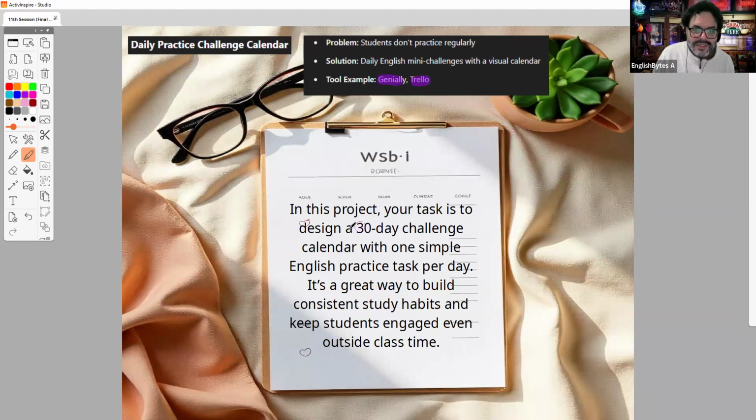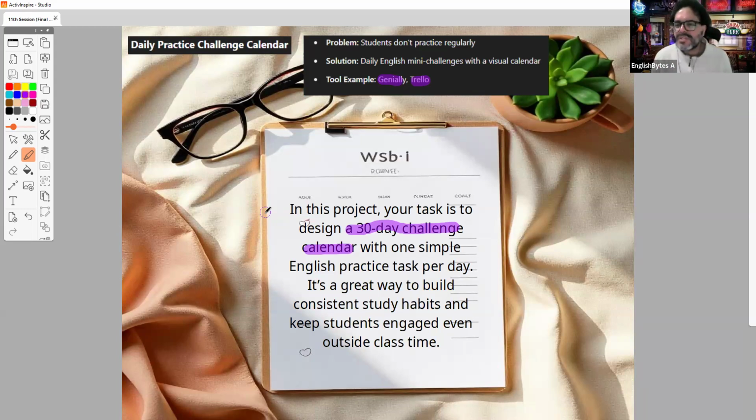So in this case, you design a 30-day challenge calendar. And students know how to do it because they have either seen or shared these challenges that you find on Facebook and Instagram, like a song challenge for every day of a month. Okay, today I will recommend the song The Sun by Maroon 5. And you post a song. So next day, you post another song. It's similar, but in this case, with English.